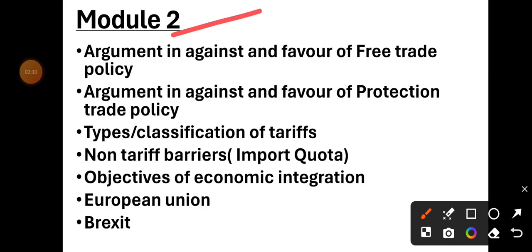In module number 2, again we have a total of 6 to 7 questions along with the short notes. For the long answer, you need to prepare the first 2 questions properly. इन दोनों में से कोई भी एक question definitely आपको पूछा जाएगा.